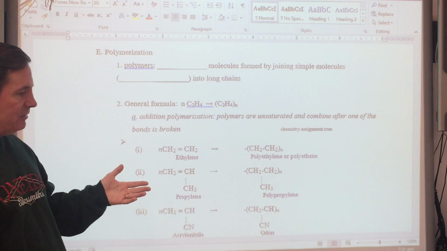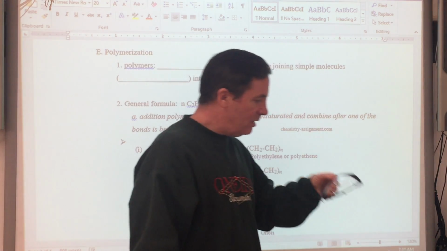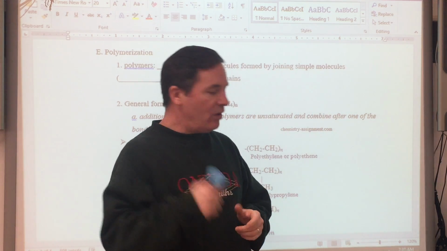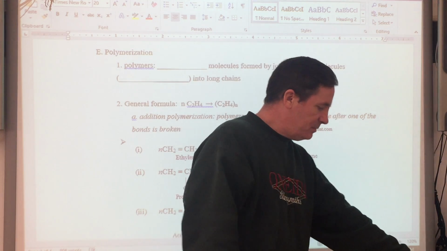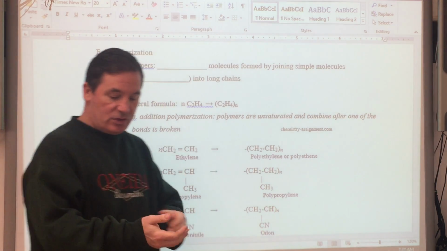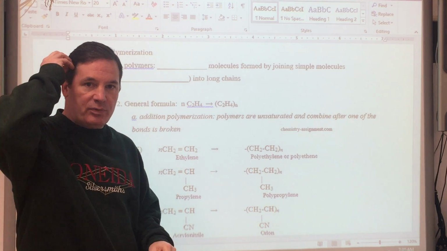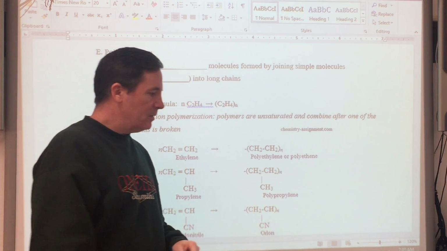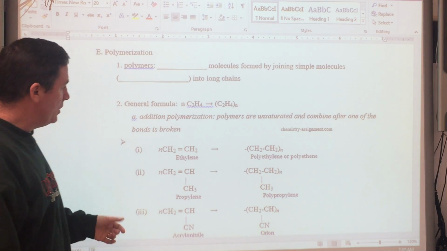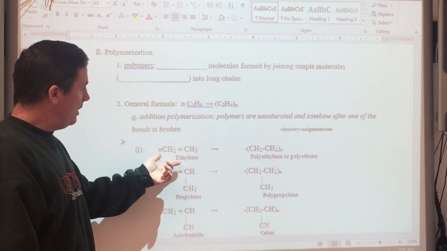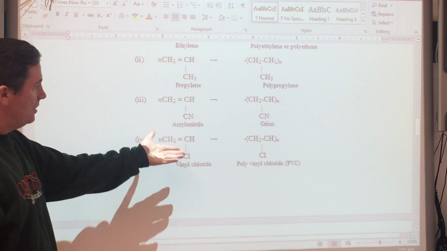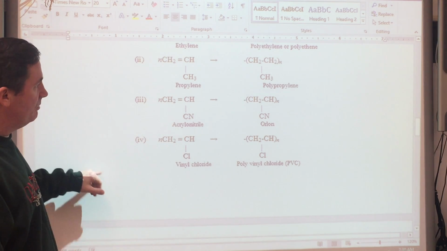Okay, and I gave you a lot of different examples here with different kinds of plastics, synthetic and man-made rubber. Actually, nature has a lot of different polymers too. Cotton is a polymer, protein is a polymer, wool. Okay, so essentially we're taking smaller molecules and then making big long chains of them. All right, and then we had some examples here.